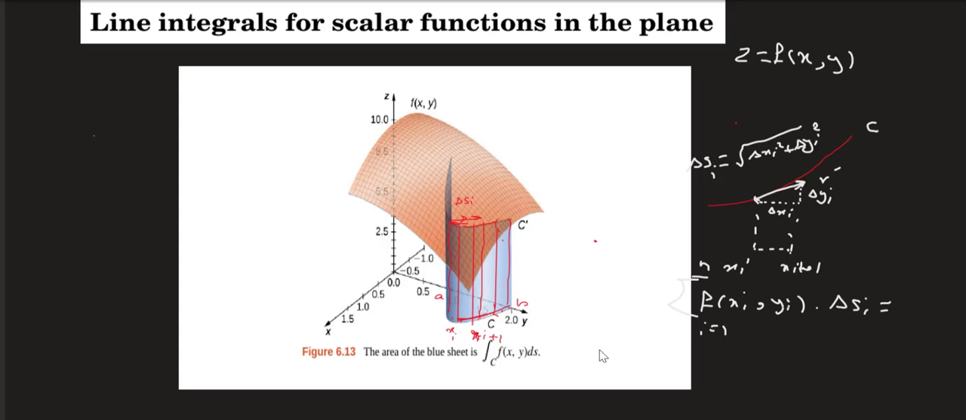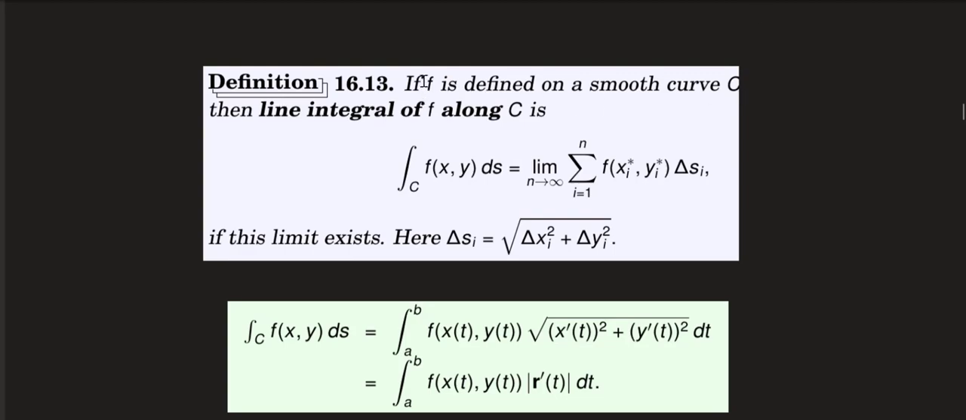And this limit gives us the integral of f(x, y) ds over the curve from A to B. So here we define, for a scalar function f defined on a smooth curve C, the line integral of f along C as the integral of f(x, y) ds, which is this limit, like we explained before. And if the limit exists, then it is equal to this.